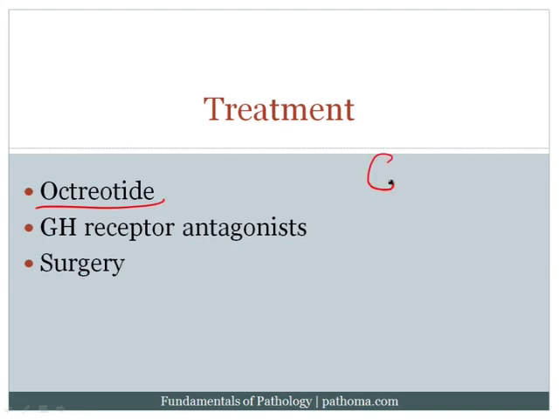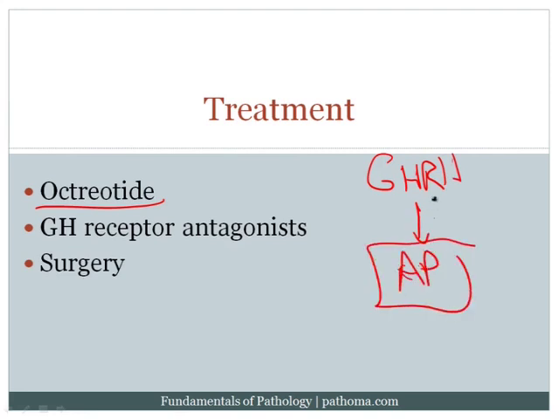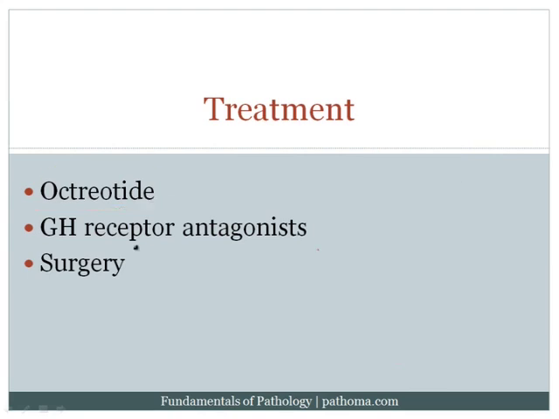Recall that growth hormone releasing hormone actually goes to the anterior pituitary, and in response to growth hormone releasing hormone, the anterior pituitary then will secrete growth hormone. The way by which octreotide works is that it is a somatostatin analog, and it blocks the response of the anterior pituitary cell to growth hormone releasing hormone. And so therefore you would not be able to generate the production of growth hormone. You could also give growth hormone receptor antagonist to block the effect of growth hormone, or of course surgery could be performed to remove the tumor.